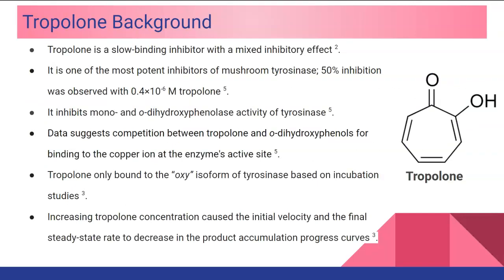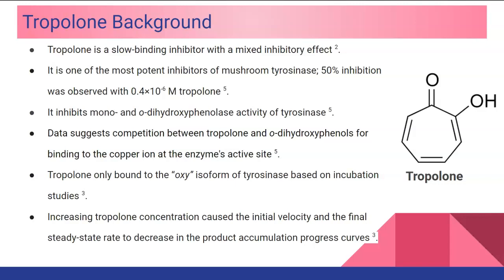Now, since tropolone will be the inhibitor, some background on that. It is a slow binding inhibitor. It has mixed inhibitory effects. It is one of the most potent inhibitors and has 50% inhibition in tyrosinase. It also inhibits both the monophenolase and o-dihydroxyphenolase activity of tyrosinase. And data suggests that the competition between tropolone and the o-dihydroxyphenols for the copper ion occurs in the active site.